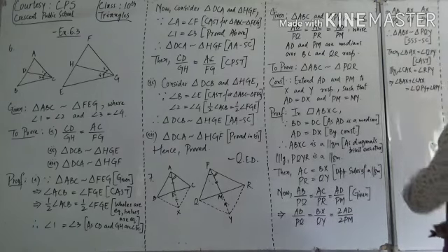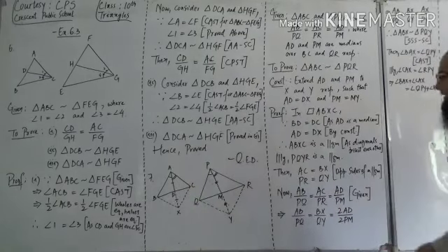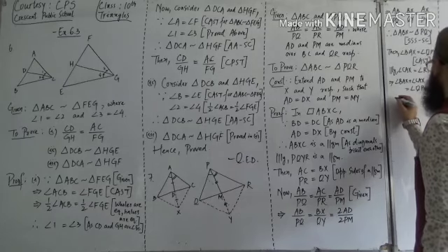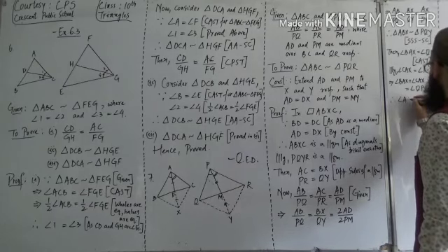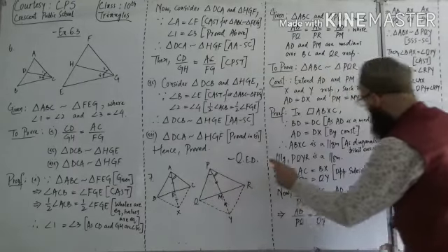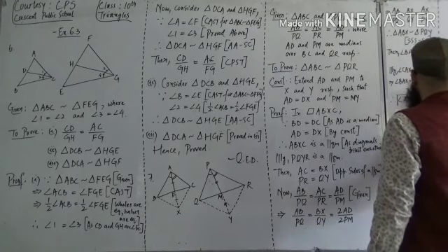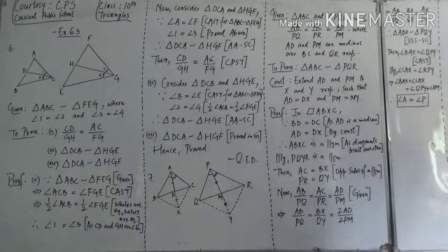What you got for that? BAX plus CAX is nothing but angle A. Therefore, angle A is equal to QPY plus RPY. It's angle P itself. So you got angle A is equal to angle P.